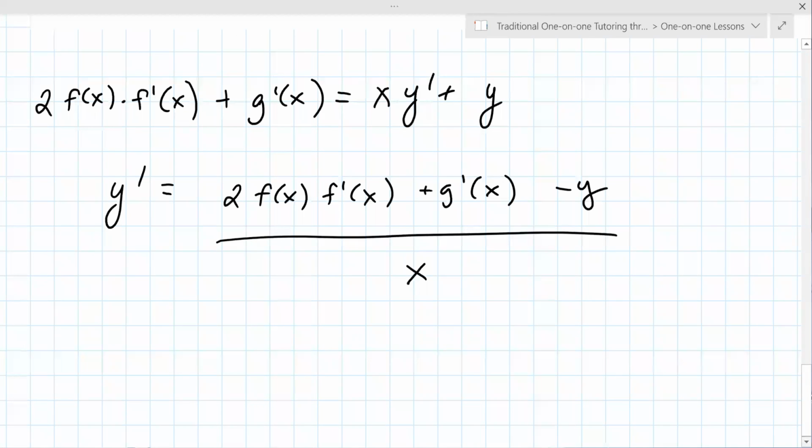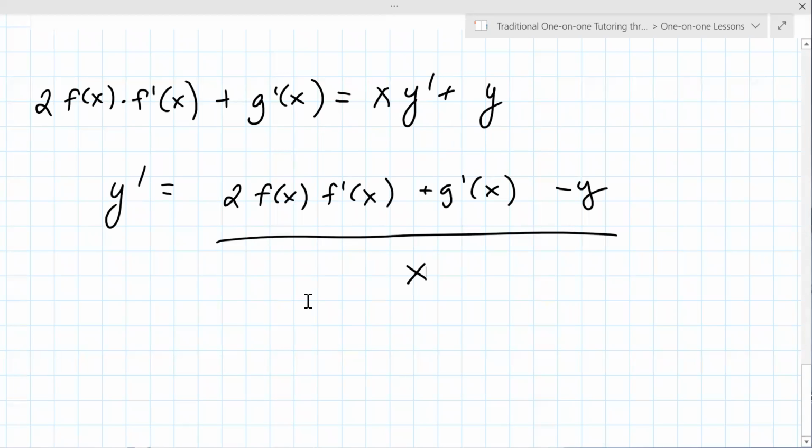How did you do that? I'm just skipping the step of moving and dividing because it's a lot of writing. So you just subtract the y over and then divide by x. What happened to the y? Oh, you moved it over to the other side. I see. Yeah.